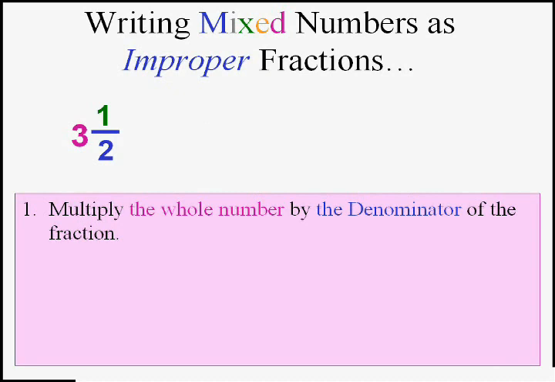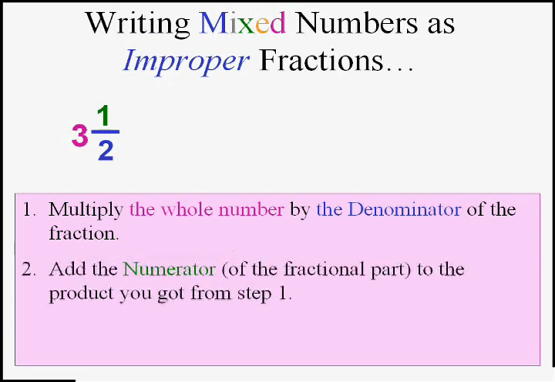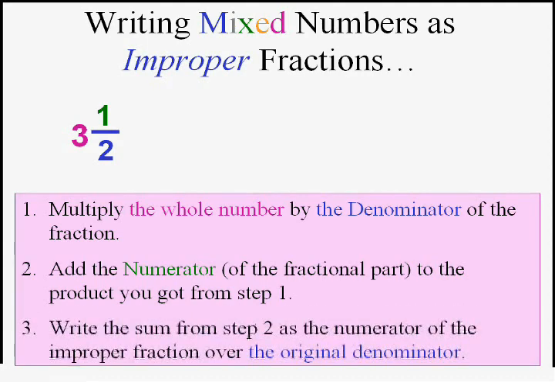So, the steps are this. We're going to multiply the whole number by the denominator, like we just showed you. And then we're going to add the numerator to the answer. We call it the product. Add the numerator to the product you got in step 1. And then we're going to write all that answer over the original denominator.